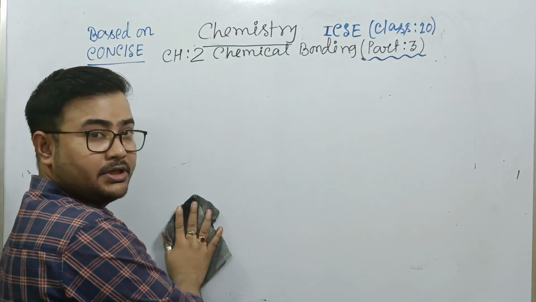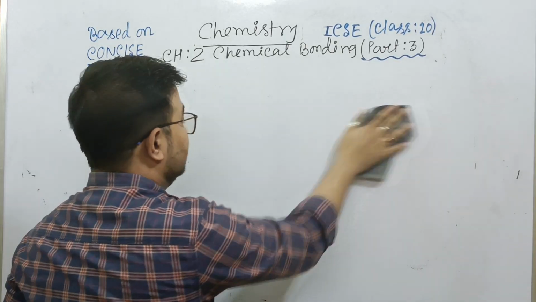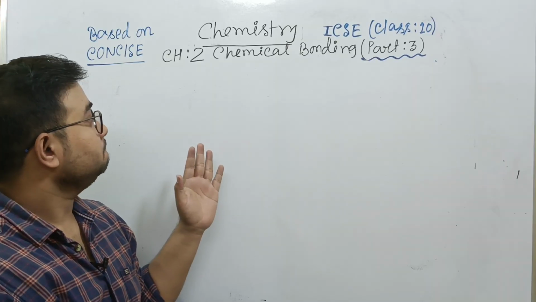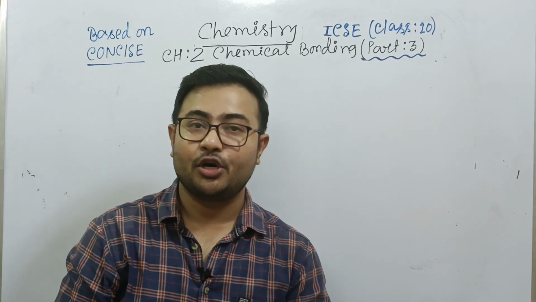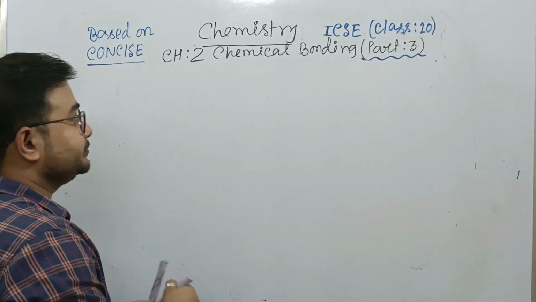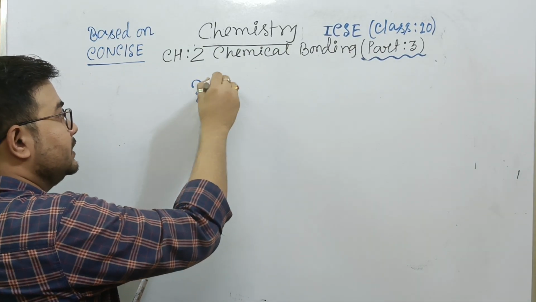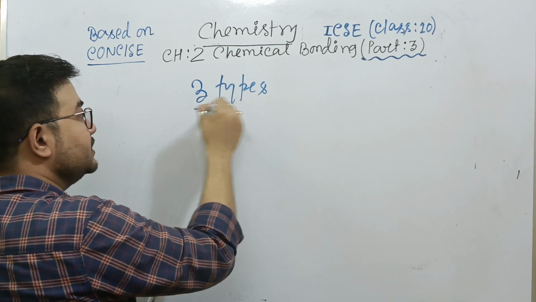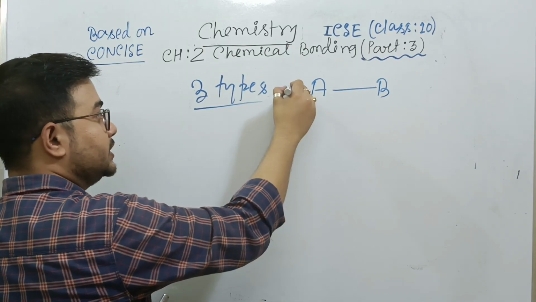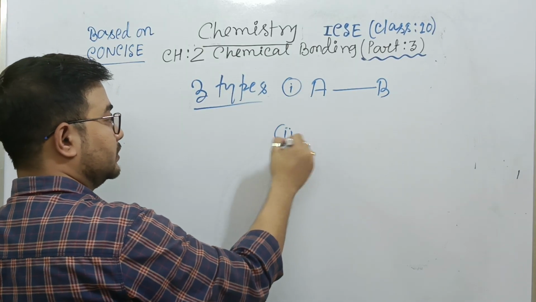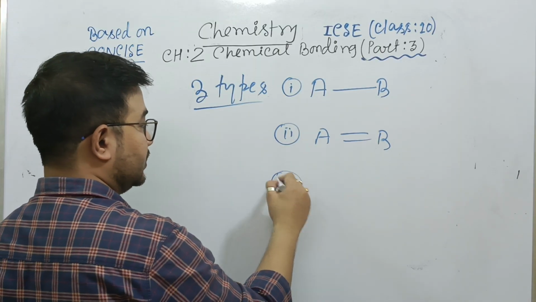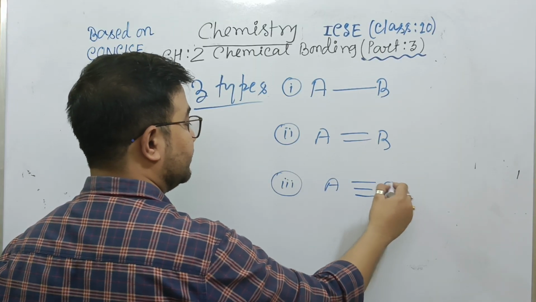Okay, now my next concept is: these molecular bonds or covalent bonds are of three types, which I already discussed. Three types means, suppose, single bond, this is one type; double bond, it is another type; triple bond, it is another type.